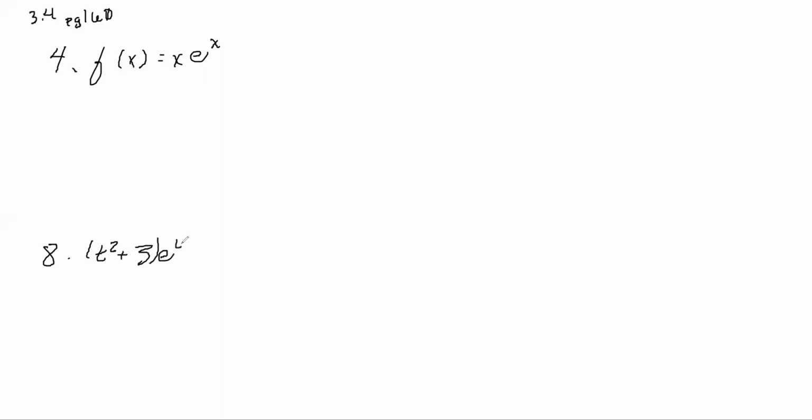So let's start with problem 4. This is 3.4 on page 160. Problem 4 looks like this: f of x is equal to x e to the x. And then we're also going to do problem 8.